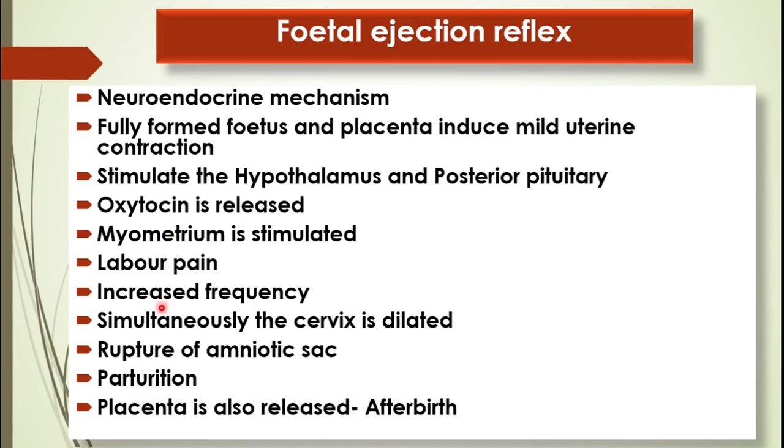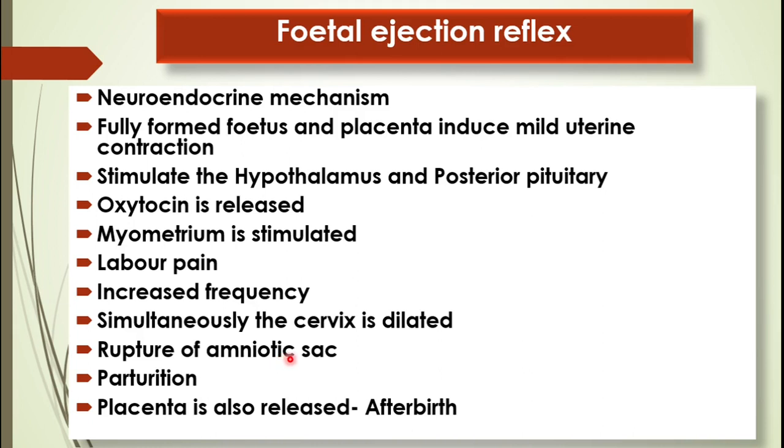And when there is an increased frequency of myometrial contraction, simultaneously the cervix, which was in a contracted state, changes. You would recollect that the cervical muscles were the strongest sphincter muscles in the body. These sphincter muscles now become dilated. Simultaneous to the uterine contraction, the cervix is also getting dilated. And along with that, there is the rupture of the amniotic sac.